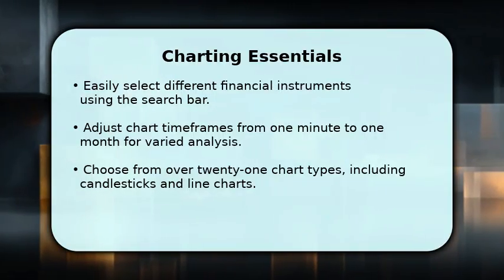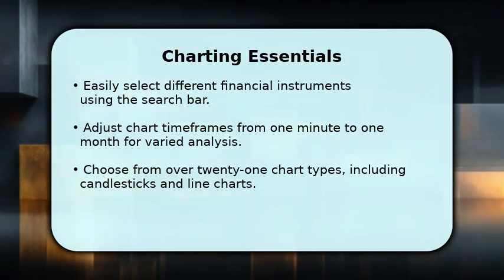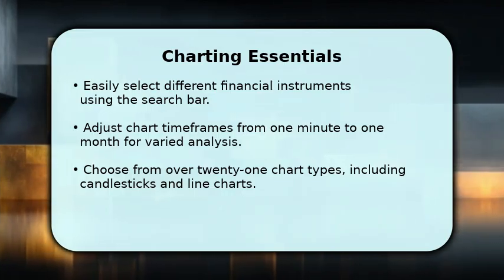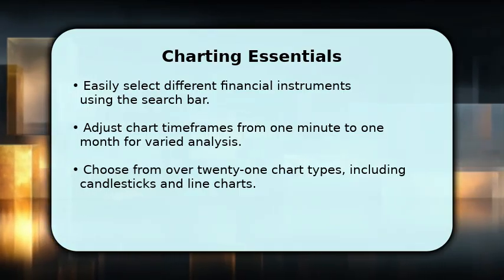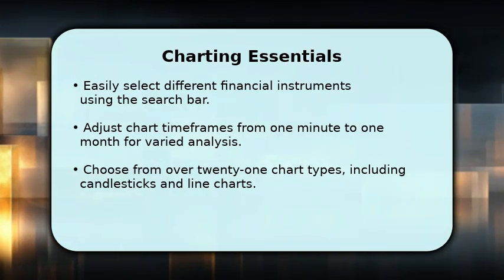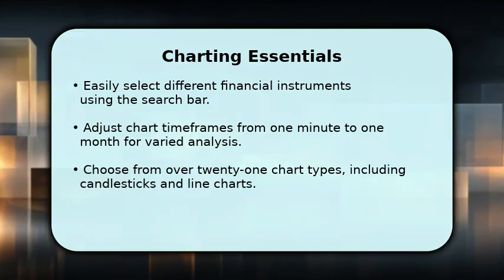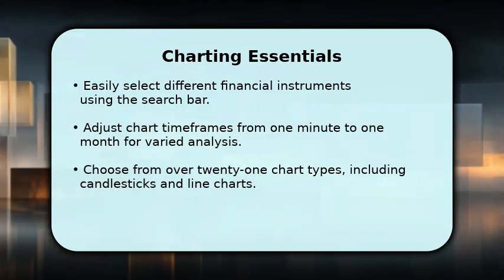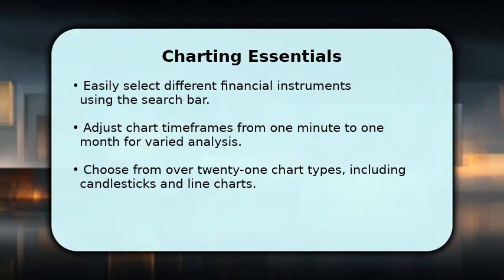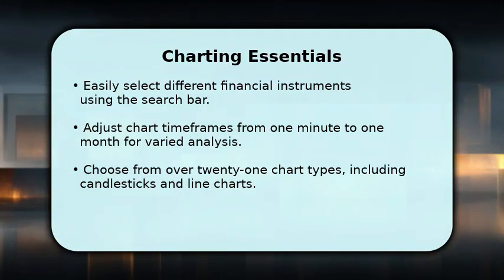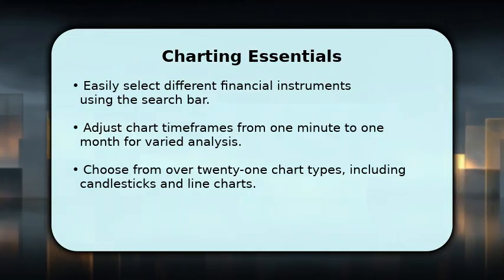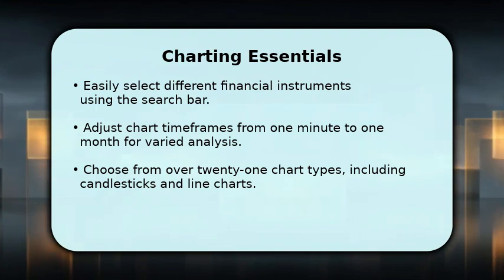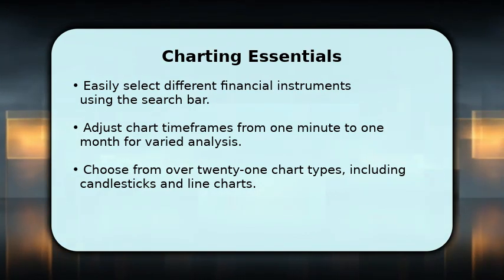You can quickly select any financial instrument, like stocks or cryptocurrencies, using the search bar at the top. To change your perspective, adjust the time frame from a 1-minute view to a 1-month overview. TradingView offers over 21 chart types, such as candlesticks or line charts, to suit your analytical style. You can also enhance your charts by adding from over 400 built-in technical indicators, like moving averages, to spot trends.